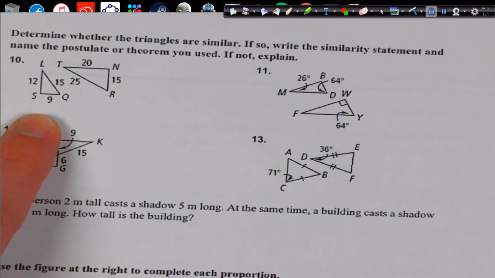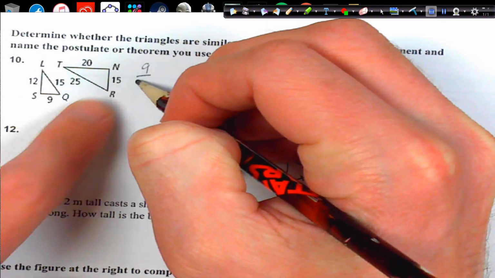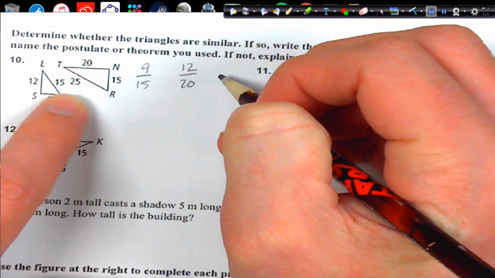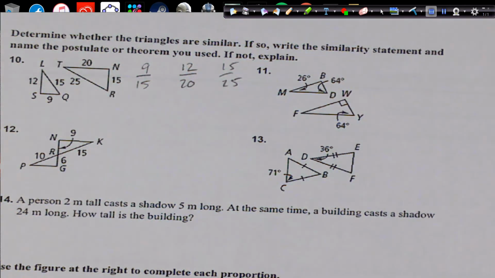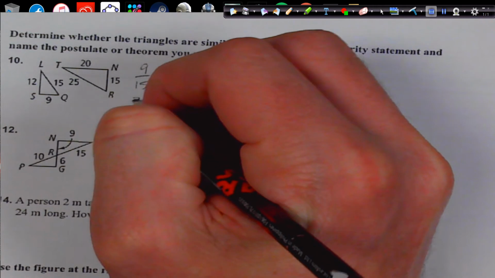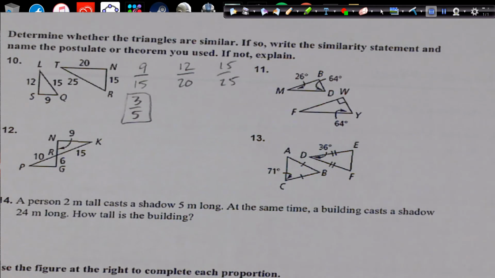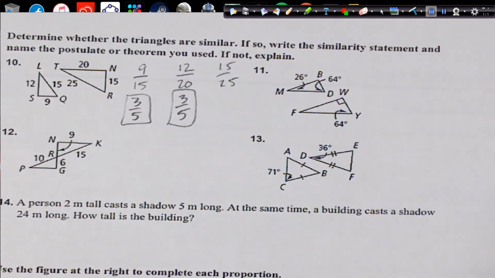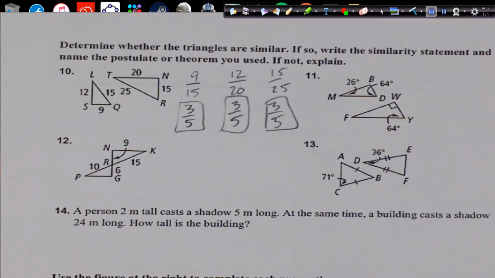if possible. And we're going to take the smallest side here, which is 9 over 15. And then I'm going to take the next smallest side, 12 over 20. And the next side is 15 over 25. Okay, 9 over 15 will reduce to 3/5. 12 over 20 reduces to 3/5. And 15 over 25 also will reduce to 3/5. So these triangles are similar, and it is going to be by side, side, side.